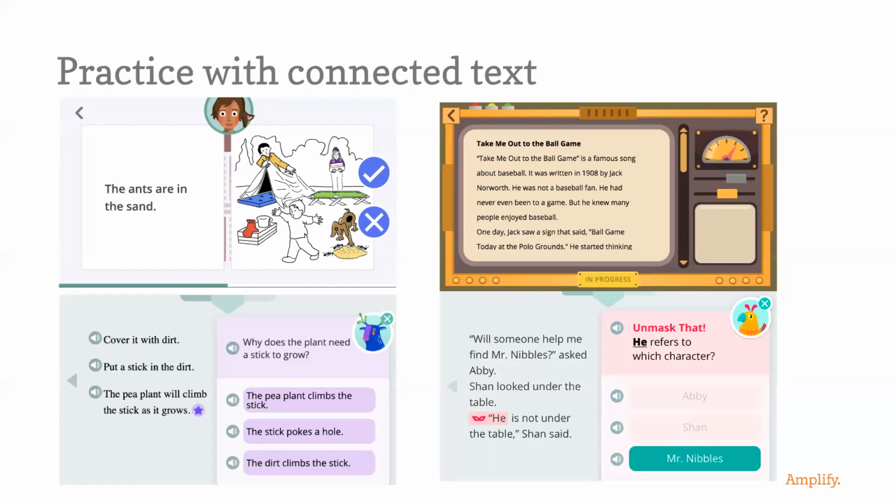They're thought of as, here are some challenges. And these challenges are meant to reinforce some of the skills that they've been learning in some of the mini games that they've just practiced. And so there's a comprehension question here on the left. And then on the right, you'll notice this is Unmask That. So the pronoun resolution game that I'd referred to previously, this is an embedded task within eReader that helps students practice it in connected text.